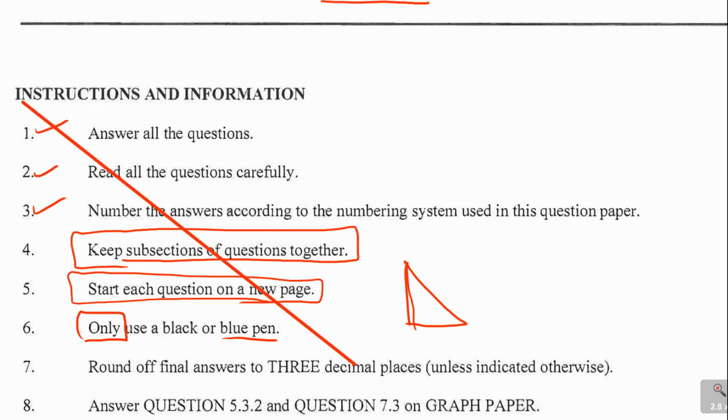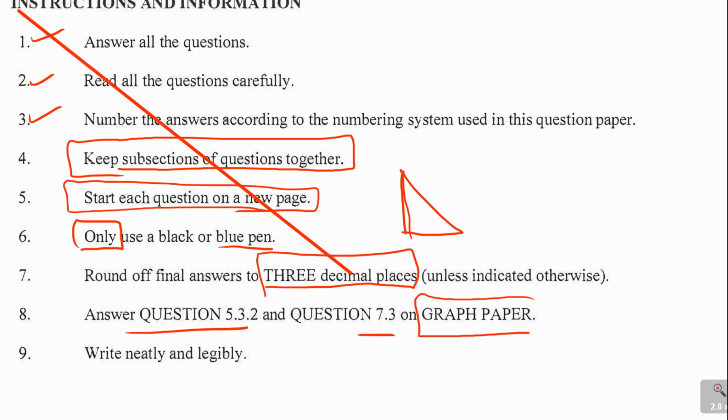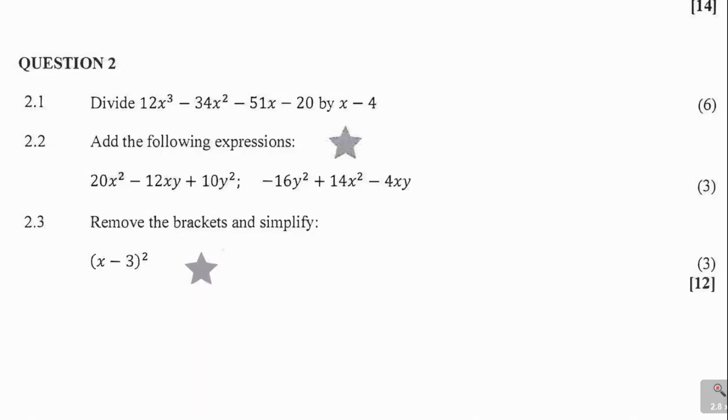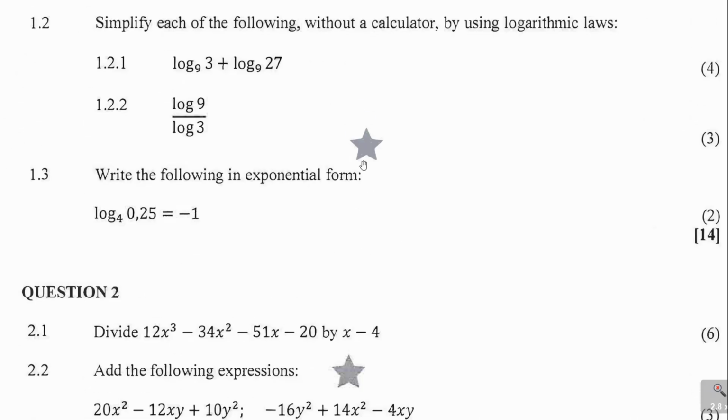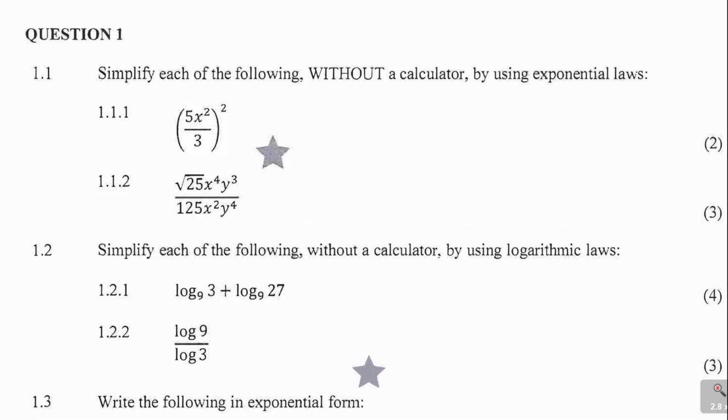It will be understood. And then there is the rounding off that is important also. Your final answer must be to 3 decimal places unless they indicate otherwise. Then questions 5.3.2 and 7.3 need a graph paper, and then write neatly and legibly. So that is that. Now let's look at this paper. I'm going to do 3 questions here: question 1, question 2, and question 3. It's purely algebra.